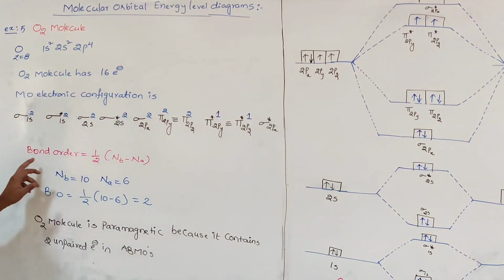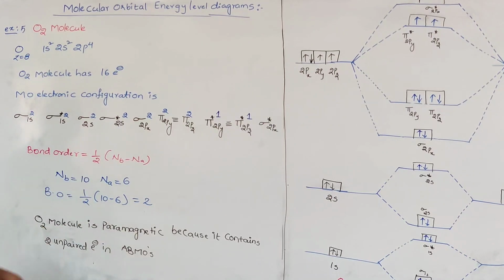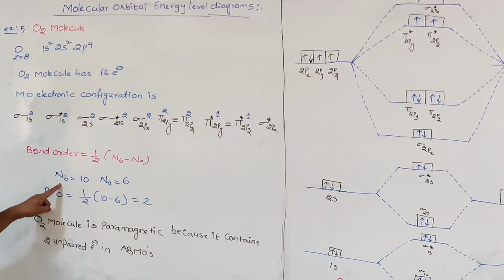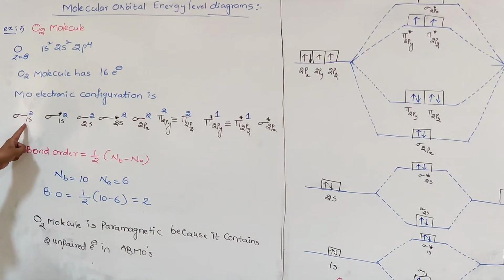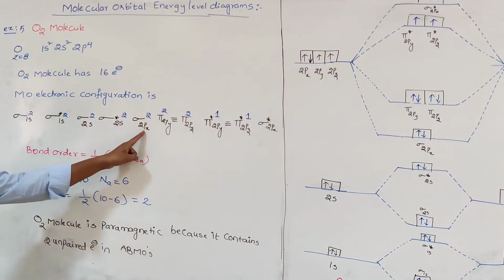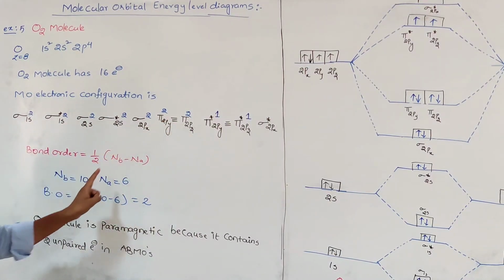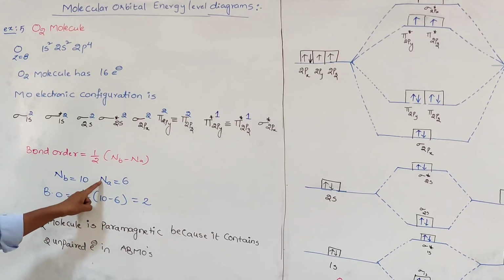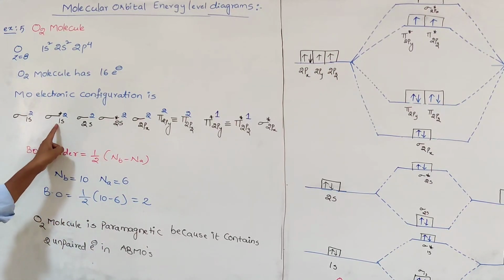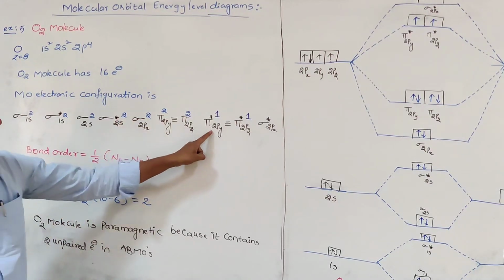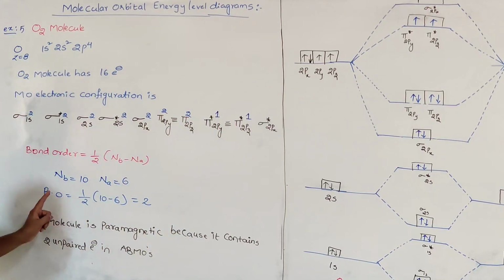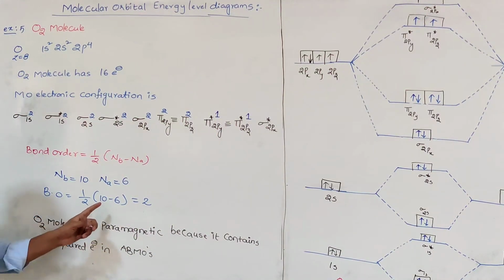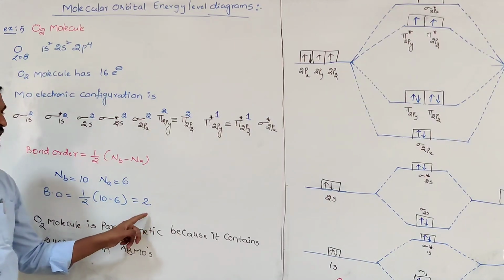Then we can predict the bond order. Bond order is equal to 1 by 2 into Nb minus Na. The number of electrons in bonding molecular orbitals: 2, 4, 6, 8, 10. The number of electrons in anti-bonding molecular orbitals: 2, 4, 5, 6. Bond order is equal to 1 by 2 into 10 minus 6, that is 4 by 2, that is 2. We are getting a bond order of 2.